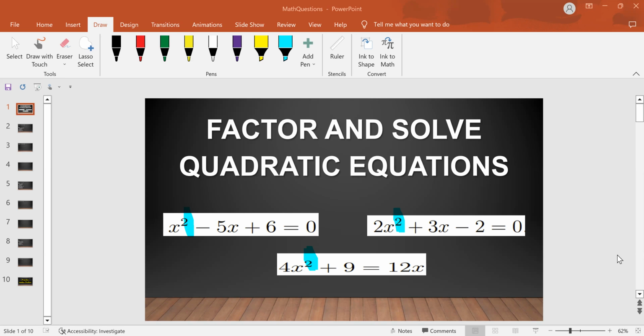Welcome to this video where we'll try to solve three different quadratic equations. So what do I mean by quadratic equations? Every time you see an equation where the highest exponent, the highest power of the variable, is 2, like I highlighted 2 here in blue, that means you have a quadratic equation. So let's solve the first one.